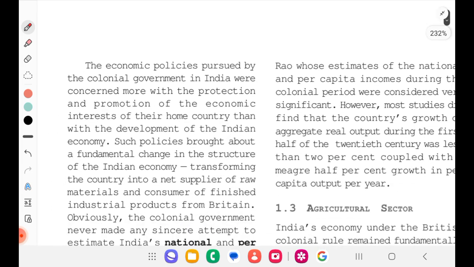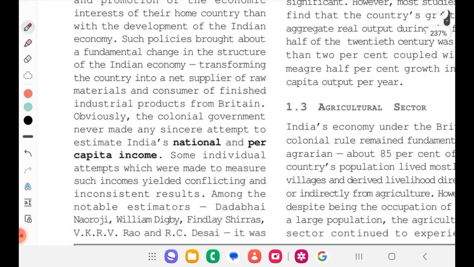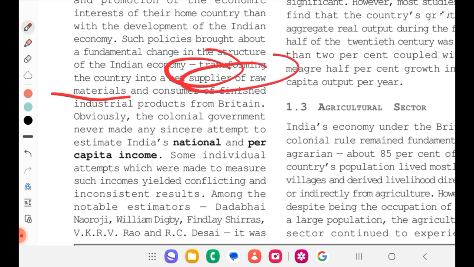The economic policies pursued by the colonial government in India were concerned more with the protection and promotion of the economic interest of their home country than with the development of the Indian economy. Such policies brought about a fundamental change in the structure of the Indian economy, transforming the country into a net supplier of raw material and a customer of finished industrial products from Britain.